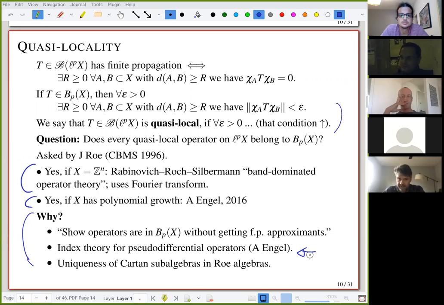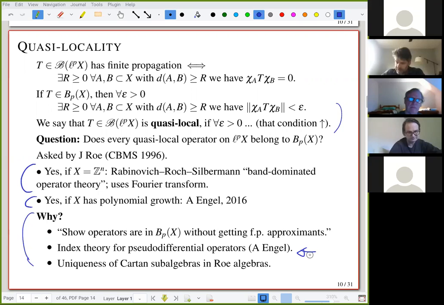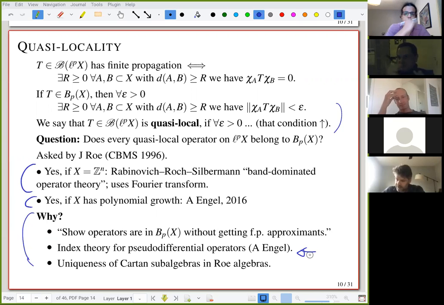So if you try to take the index of a differential operator literally, then you are getting finite propagation things in the construction. But if you try to generalize this to pseudo differential operators directly, you run into this problem: with the things that you do to construct the index, you are getting this condition, the quasi-locality, but you're not getting the finite propagation directly in any way.